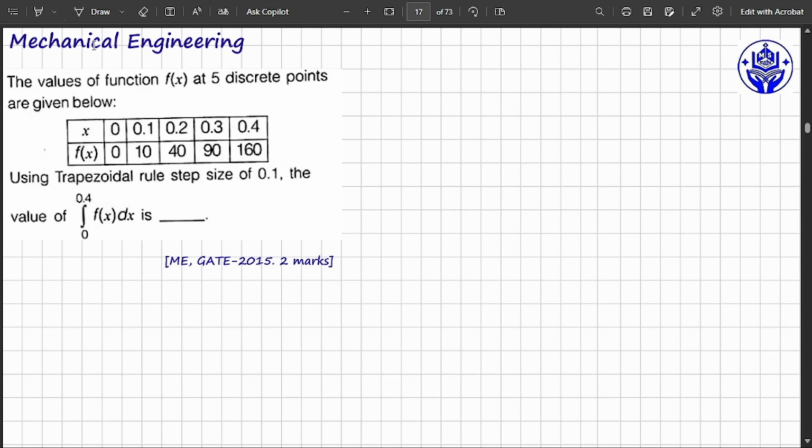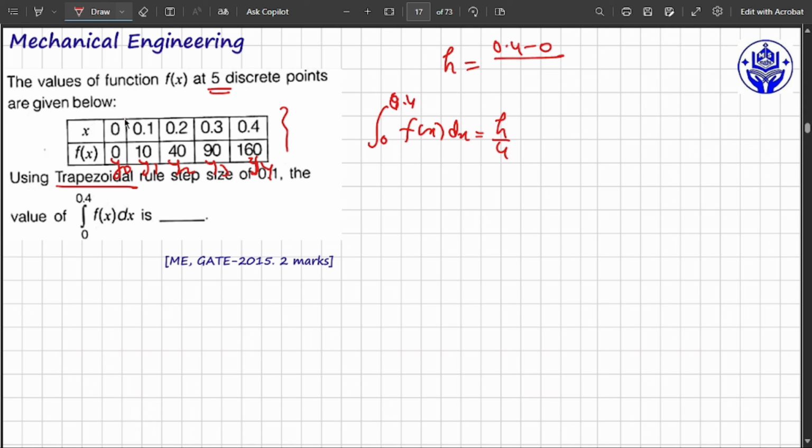Again, next is basically the value of function f of x at 5 discrete points are below. Now using the trapezoidal formula, what is the value? Simply you can easily get the answer using the formula. The formula is basically for the integral from 0 to 0.4 of f of x dx, all the values you will have. This is y0, y1, y2, y3 and y4. So you will put the formula as h by 2. Now you will have to calculate h. What is the h? In this case, it will be 0.4 minus 0 divided by 4, since these are 5 points.